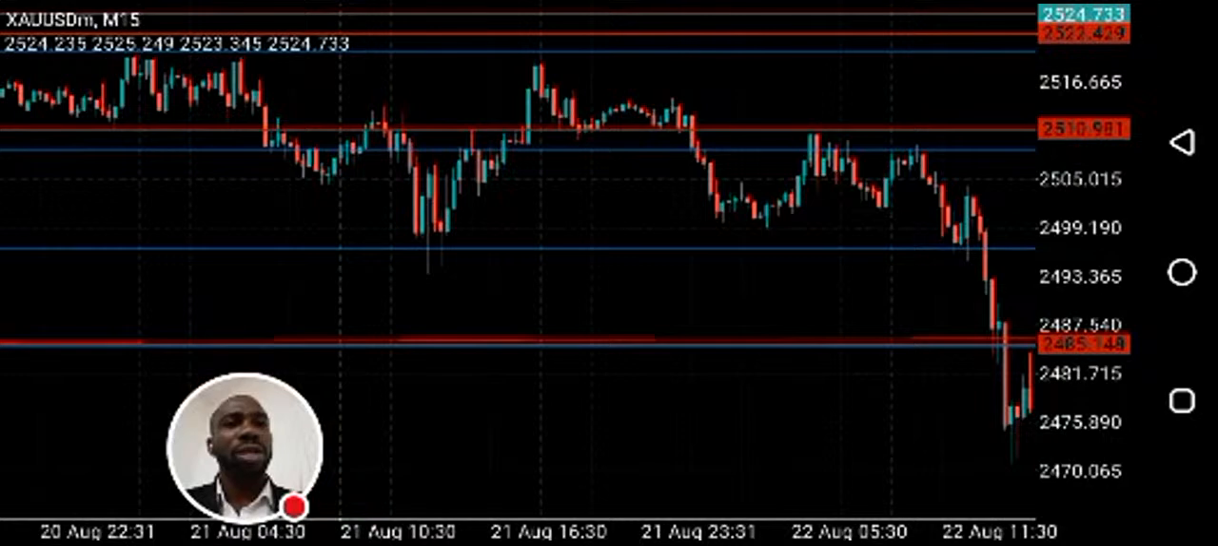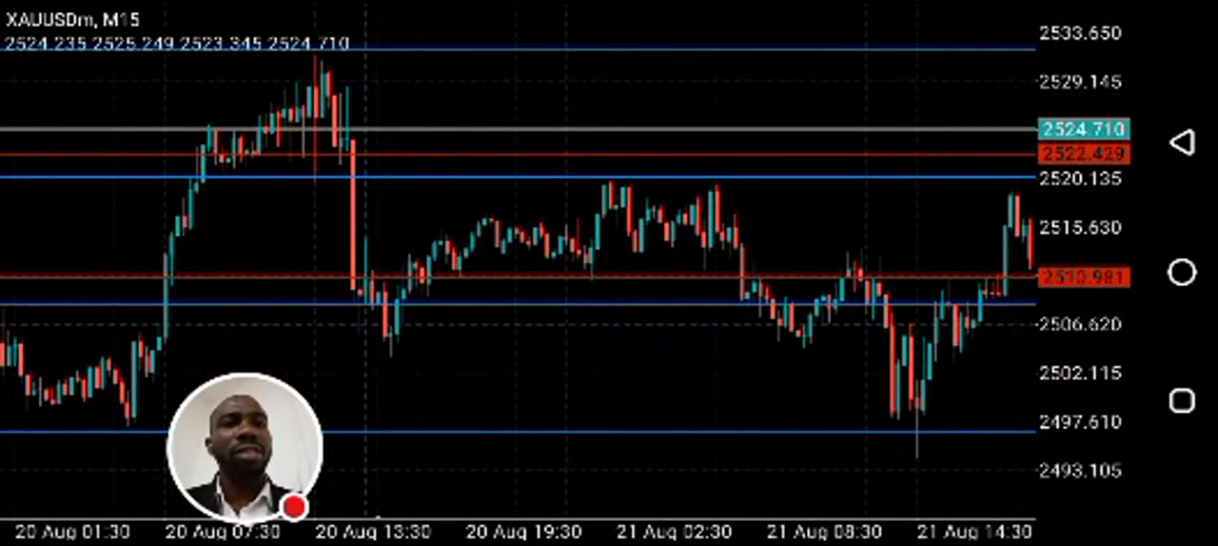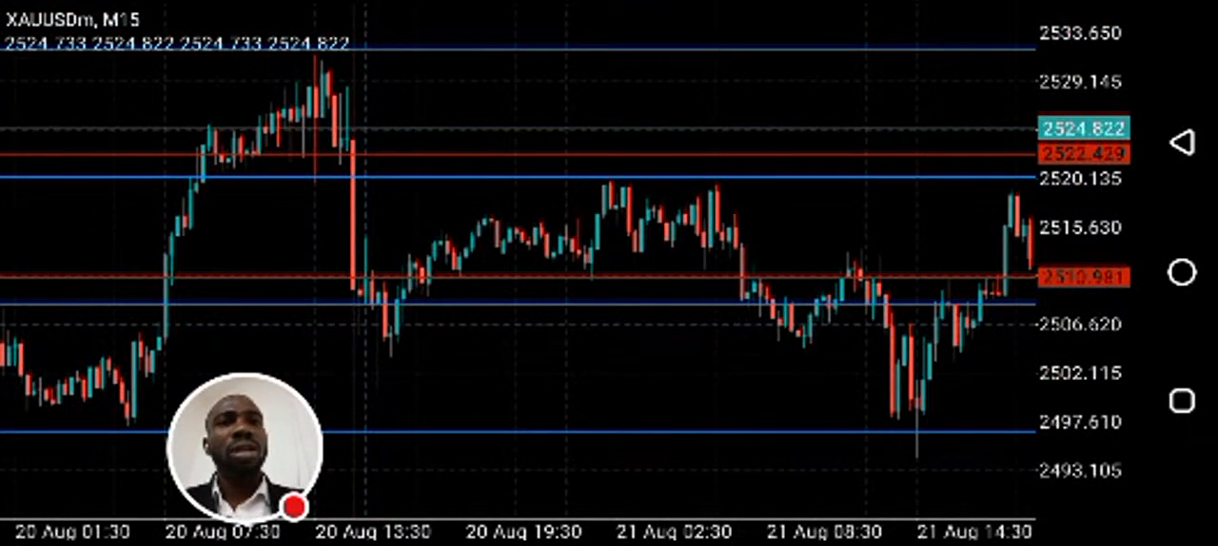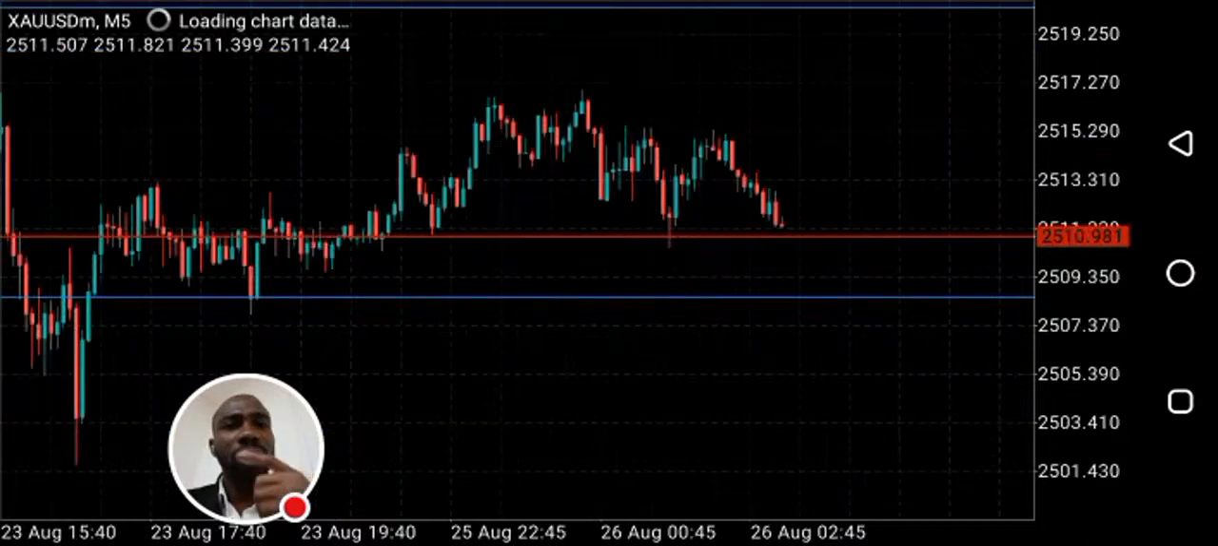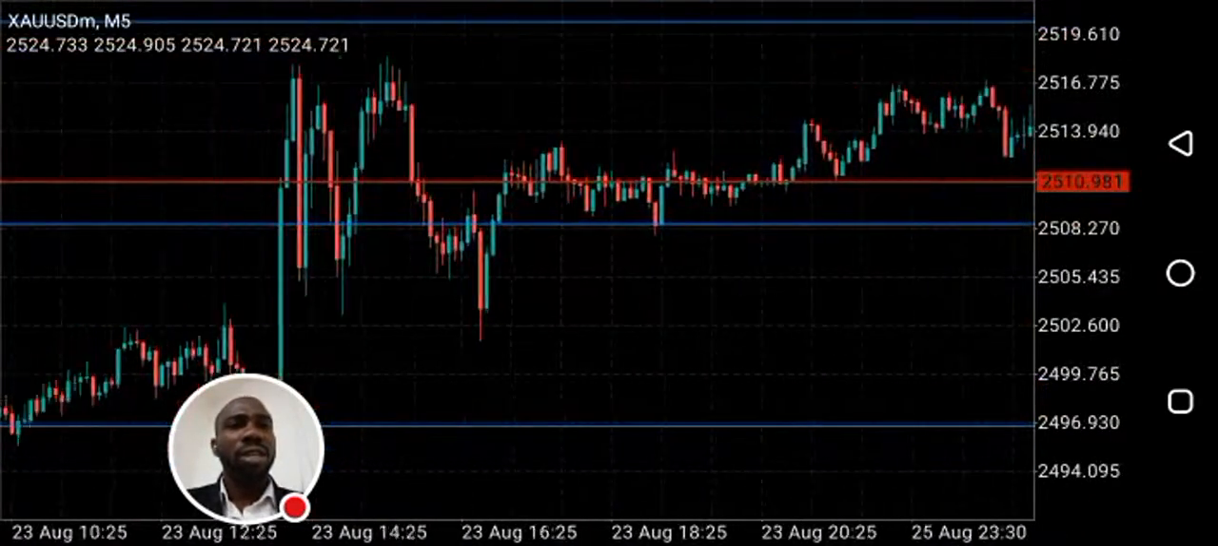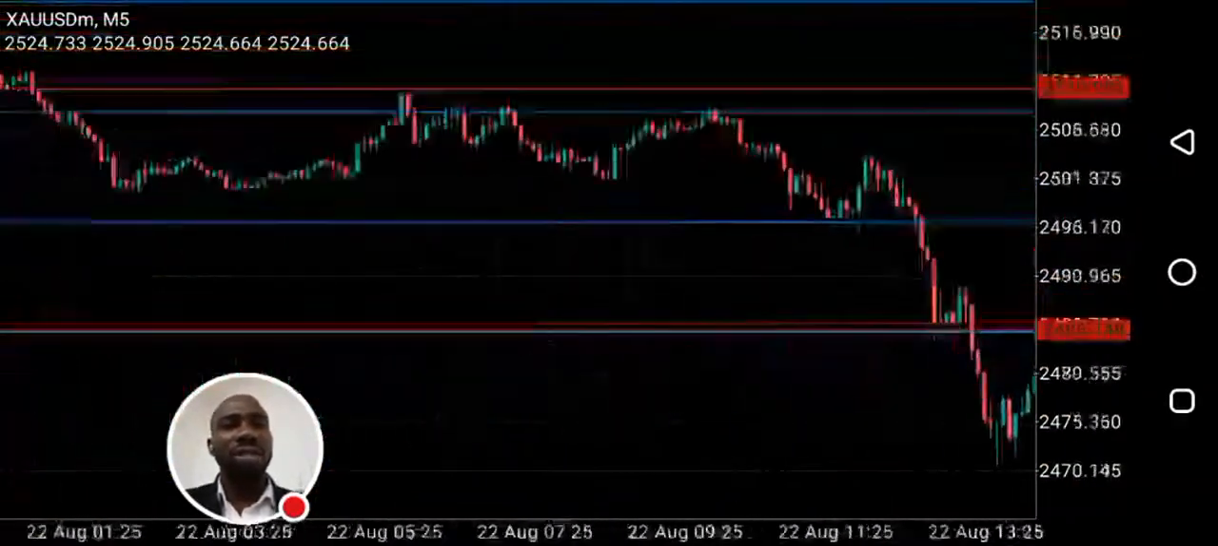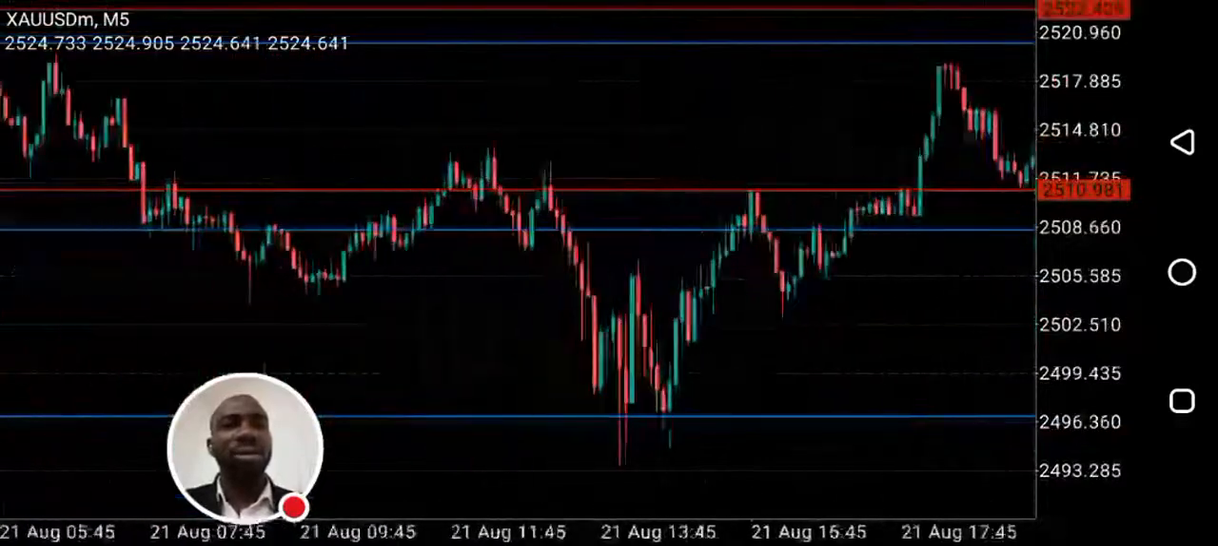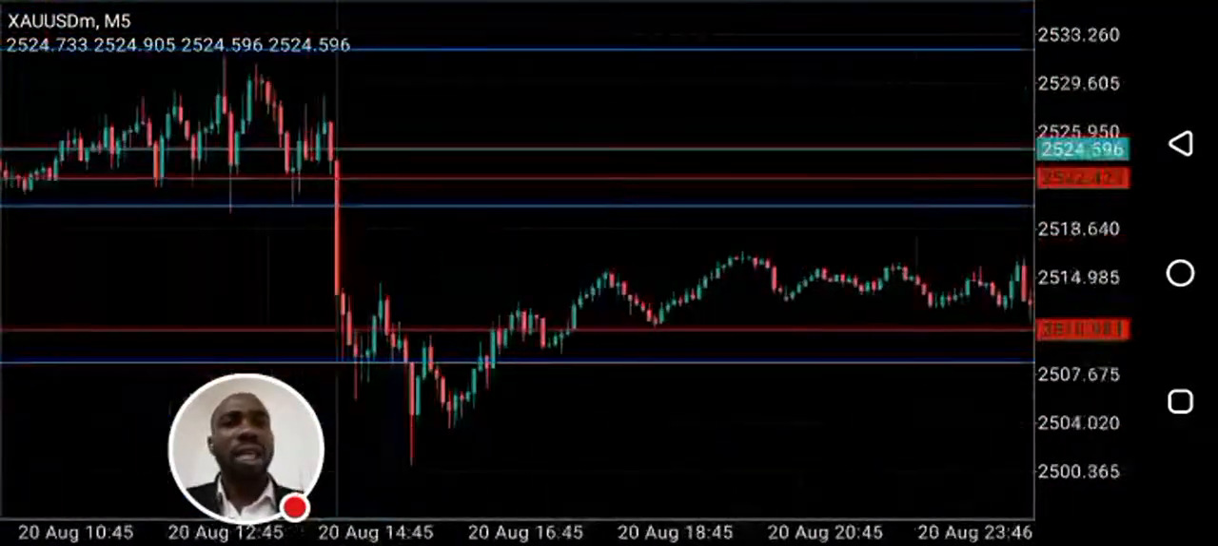I'm sure there is still a fair value gap above this 15 minutes. Let's go to 5 minutes. There should be a fair value gap above. There is a reason price is still bullish. Let's find out.